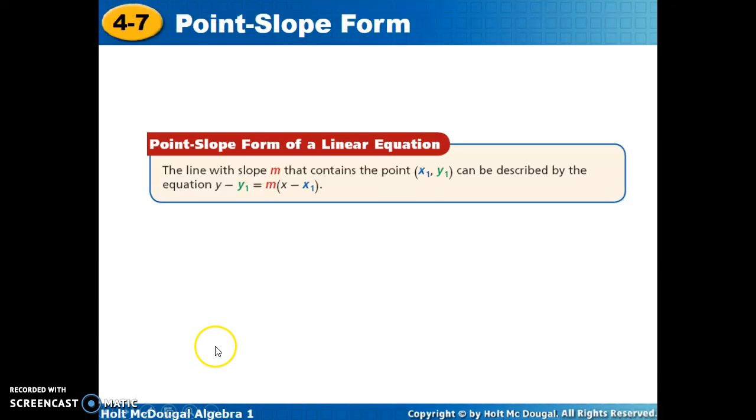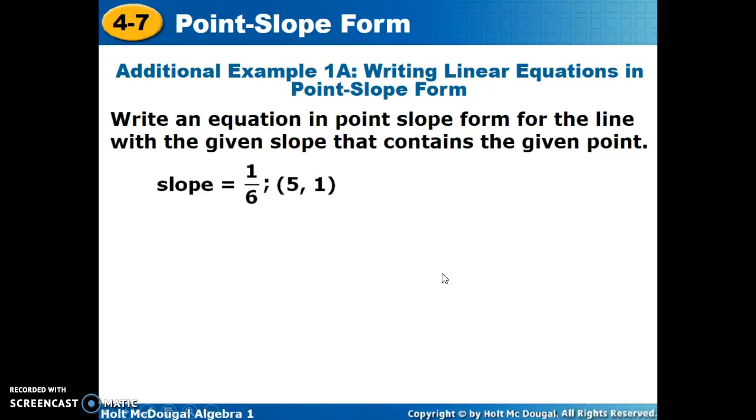So write this down. The line with slope m that contains the point x1, y1 can be described by this equation. Here's your form. Y minus y1 is equal to m times x minus x1. Notice that x1, y1 are the point that we understand the line to be passing through.